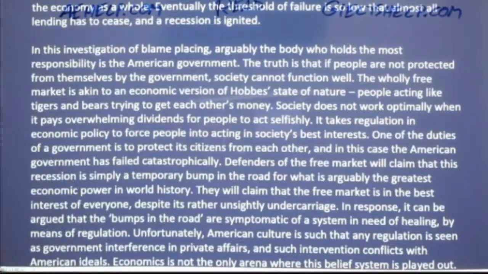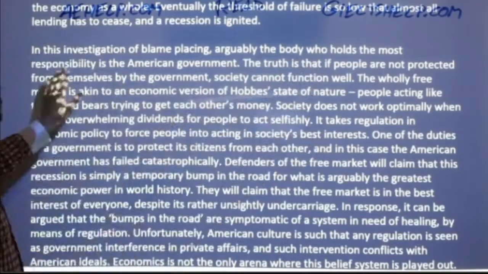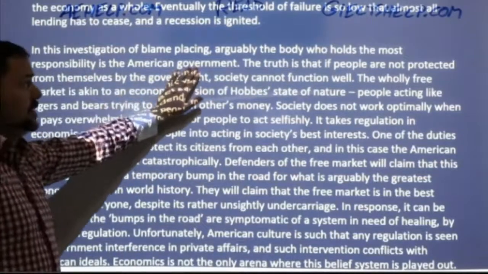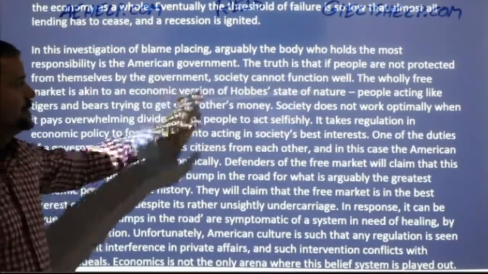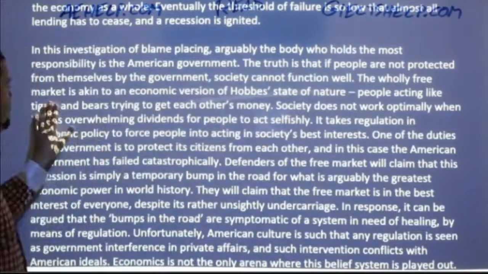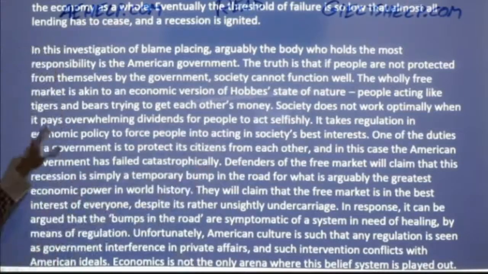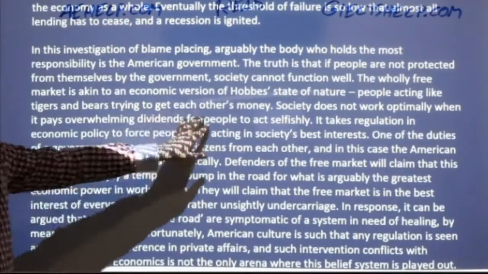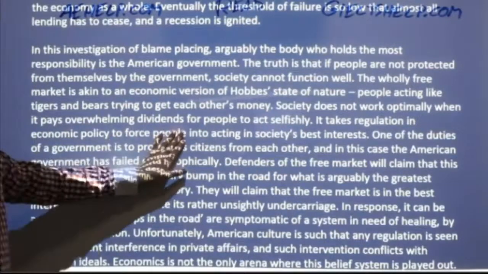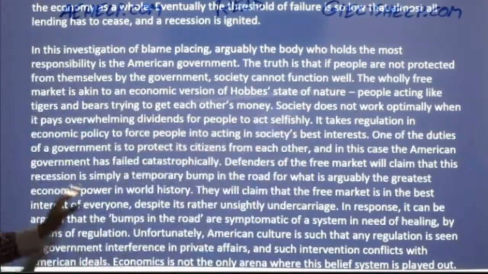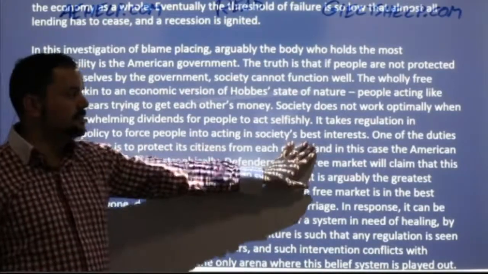So here we go. In this investigation of blame placing, arguably the body who holds the most responsibility is the American government. The truth is that if people are not protected from themselves by the government, society cannot function well. The wholly free market is akin to an economic version of Hobbes' state of nature. People acting like tigers and bears trying to get at each other's money. Society does not work optimally when it pays overwhelming dividends for people to act selfishly. It takes regulation and economic policy to force people into acting in society's best interest.